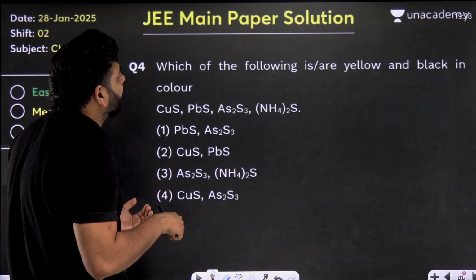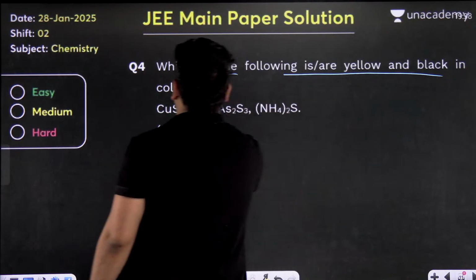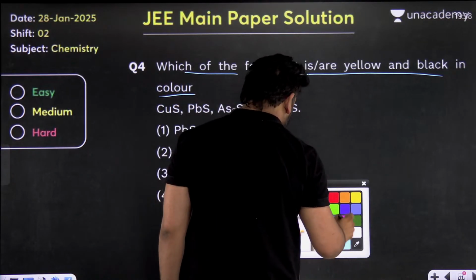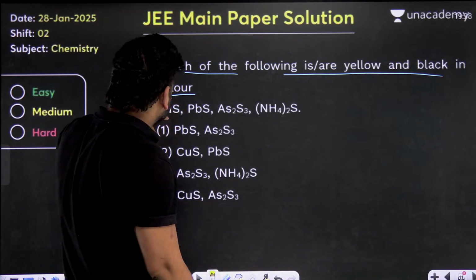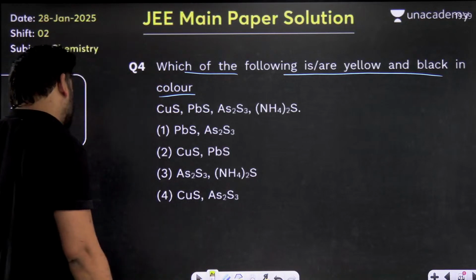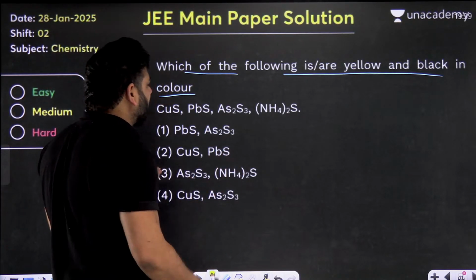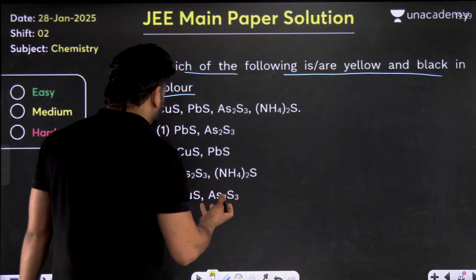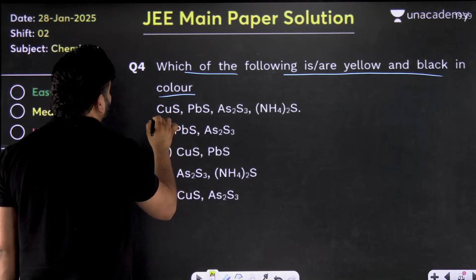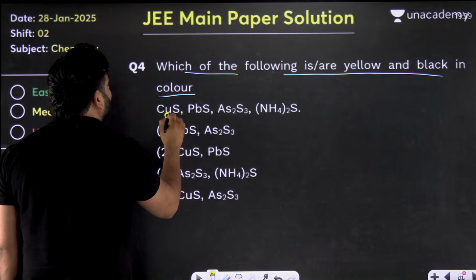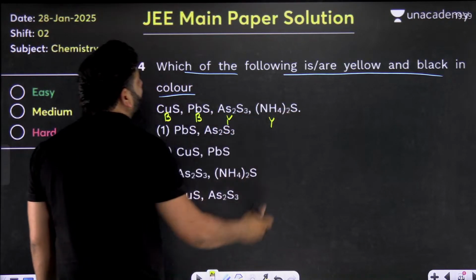We have another question, by the way. The question is simple: which of the following is or are yellow and black color precipitate? I remember when we were studying practical organic chemistry, we came across these compounds, these salts, and their color is mainly of the sulfide. They have black and yellowish color. So let's say if these are the compounds with us, I'd like to name them. Copper sulfide is black in color, so we'll write black. Lead sulfide black, arsenic sulfide yellow, and yellow ammonium sulfide is yellow.